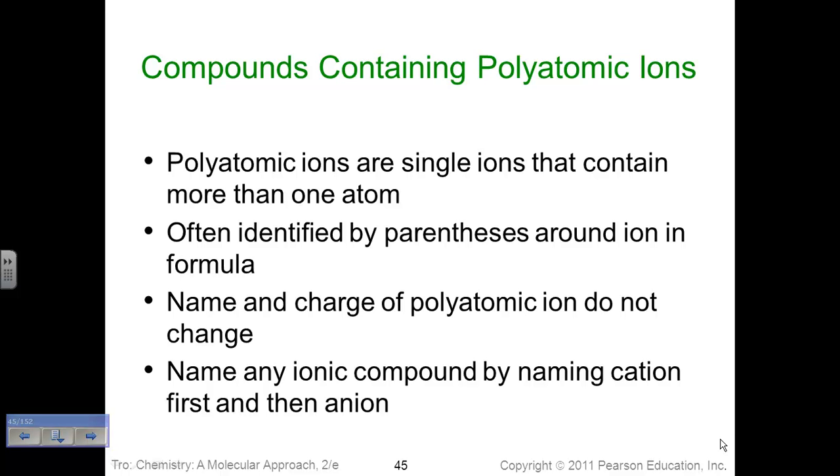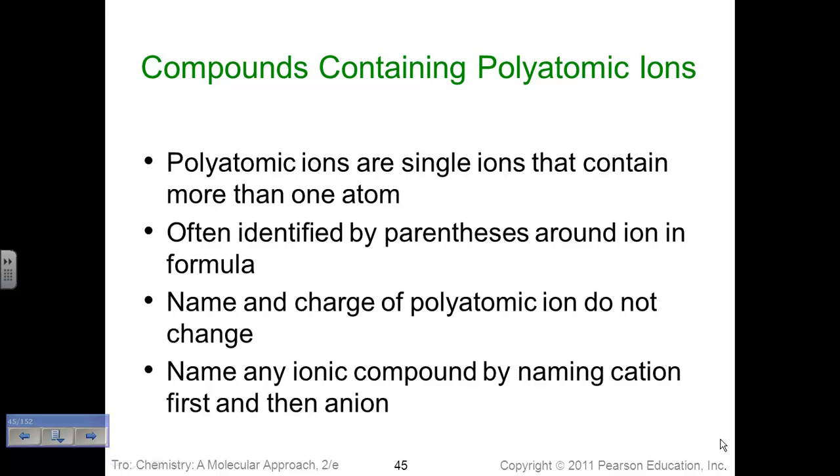Just as a monatomic ion has a single element carrying a charge, polyatomic ions are multiple atoms grouped together by a covalent bond. They're sharing electrons, acting as a unit, but they've lost or gained electrons and thus carry a charge.